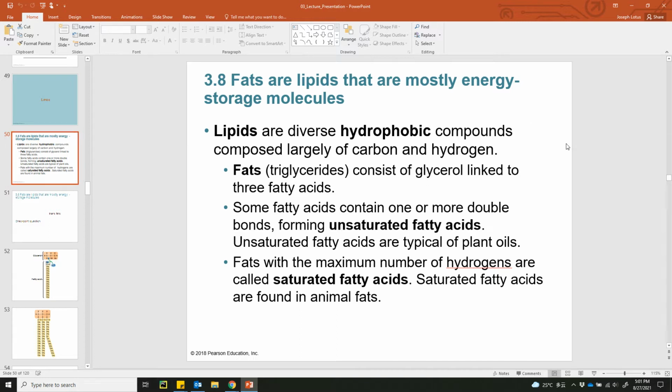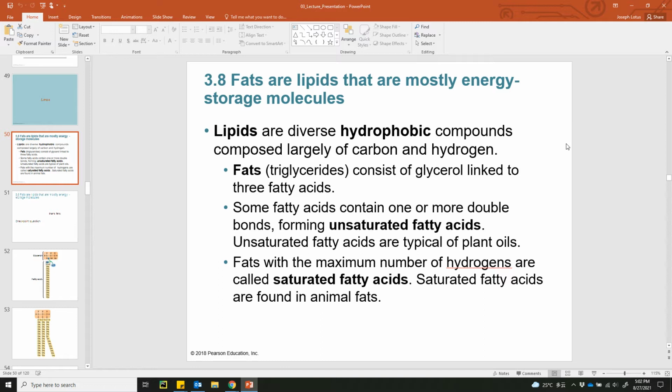In general, lipids are hydrophobic. So, hydro is a prefix that means water. Phobic is a suffix that means fearing. So, hydrophobic means water fearing. Lipids do not like water and they do not associate with water. They will separate from water. Lipids are made mostly of carbon and hydrogen. There are a few different groups of lipids that we'll learn about.